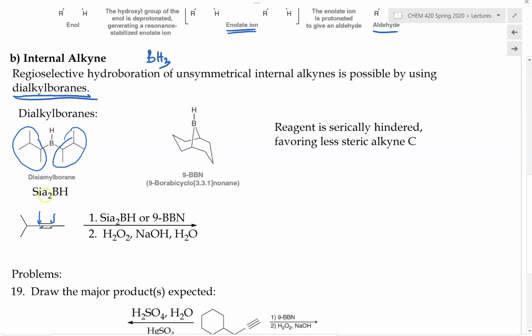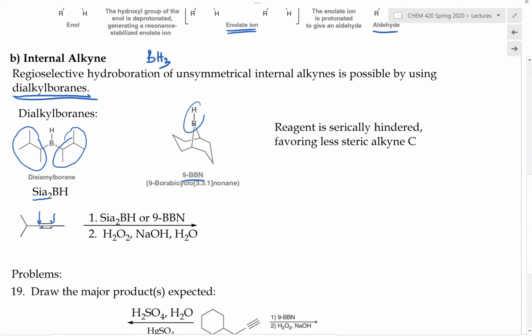So this group right here is called the amyl-borane, and that's how we would abbreviate it. And we can also have this reagent as well. In this case, there is a ring system in it, and here we call this 9BBN. But again, it has one hydrogen on this borane.